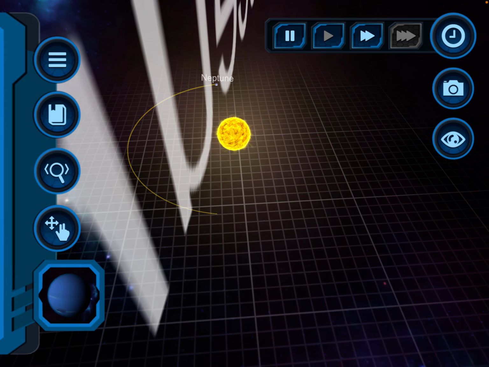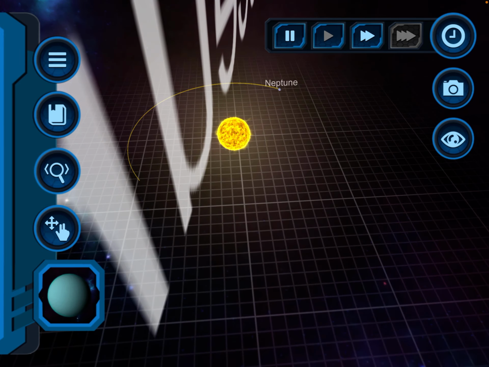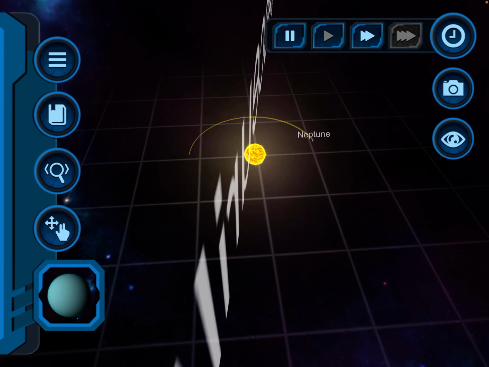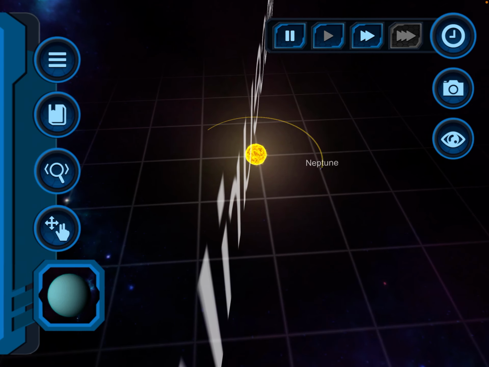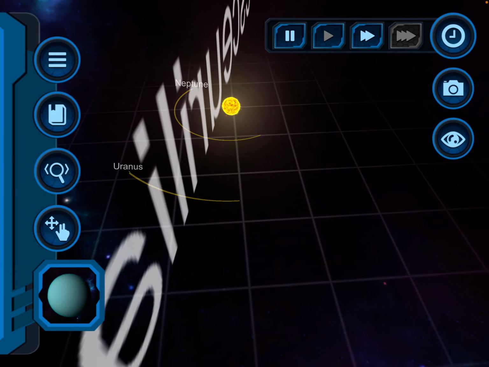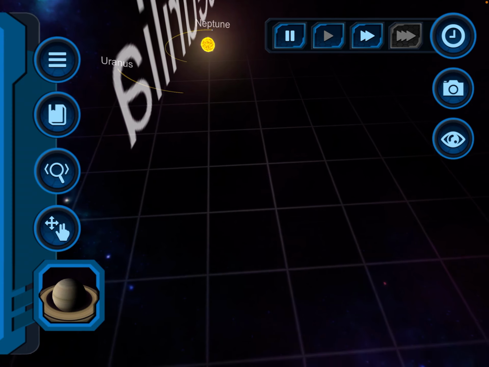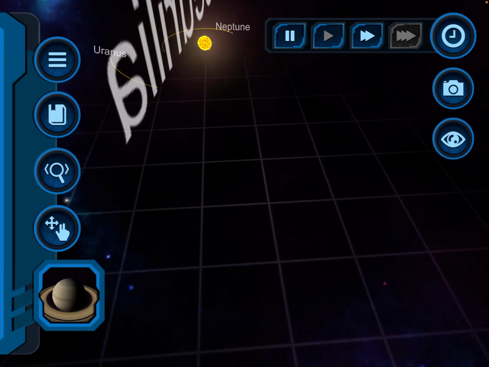Seems to be orbiting good. Alright, let's keep moving up. Uranus. Maybe right about here? I think that'll work. Yeah, I think that'll work. Neptune and Uranus aren't super far away from each other. We're gonna have to move this one a little further away so things don't get pulled by gravity.